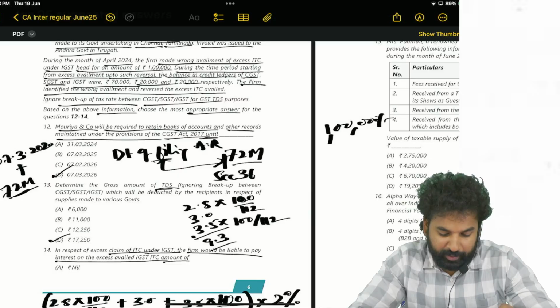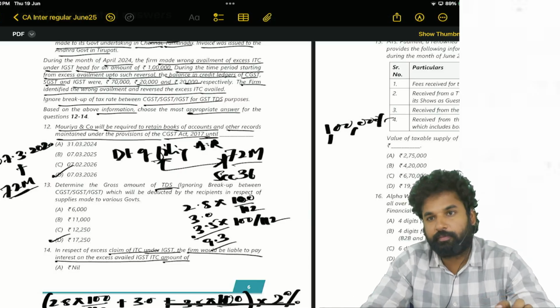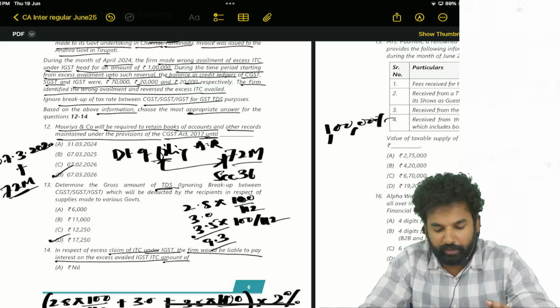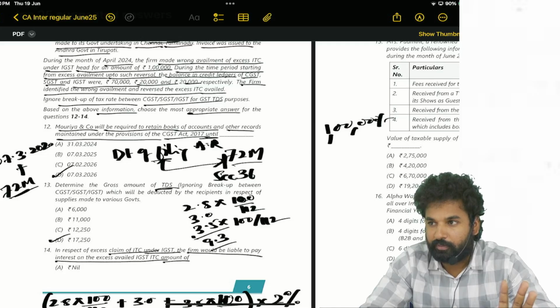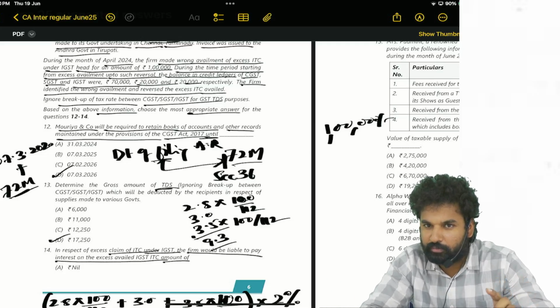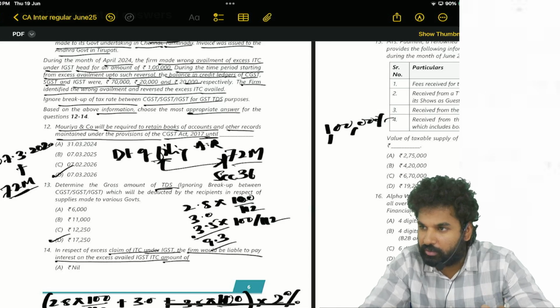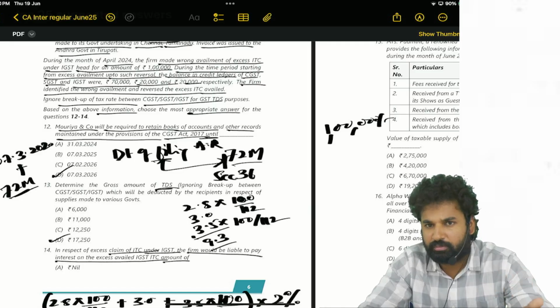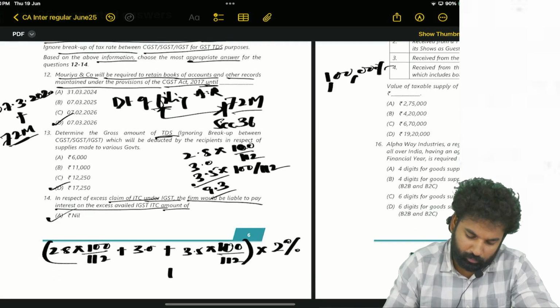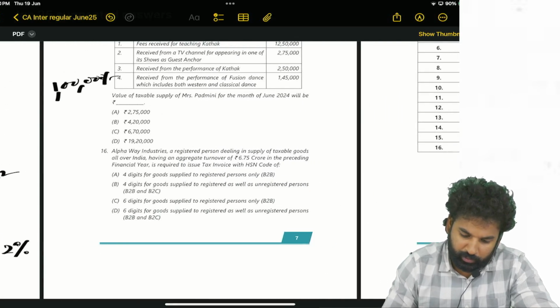In their electronic credit ledger, what is the balance? 1 lakh 10,000. That has to be ignored or not? That has to be ignored. In the morning only we have told that. That has to be ignored. That means nil interest. Okay, next.